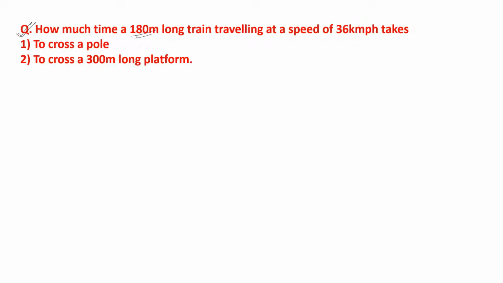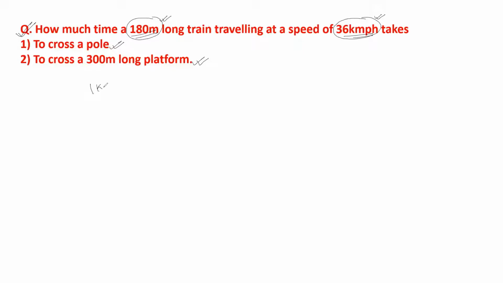How much time does a 180-meter long train traveling at a speed of 36 km per hour take to cross a pole and to cross a 300-meter long platform? So here there is a train whose length is 180 meter and the train is traveling with a speed of 36 km per hour. Now, since the length is in meter and the speed is in kilometer per hour, let us convert this kilometer per hour into meter per second.